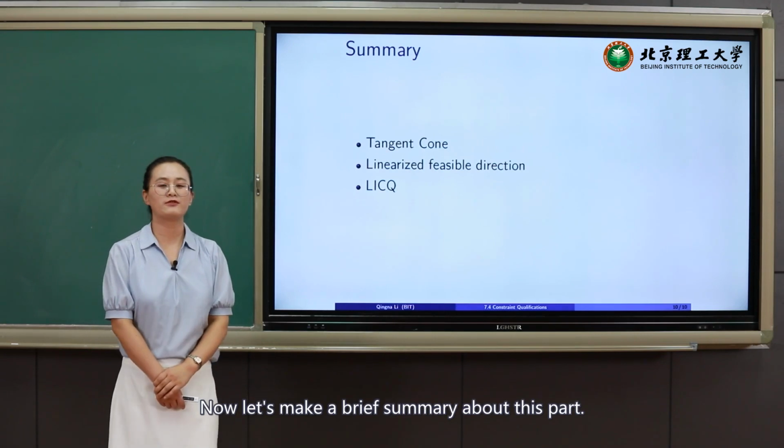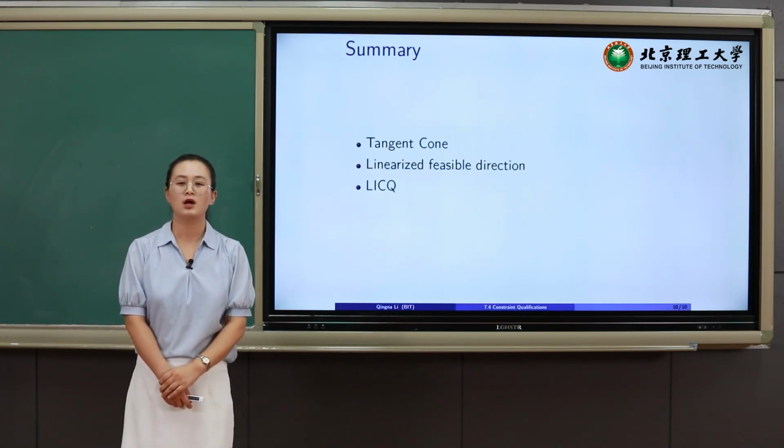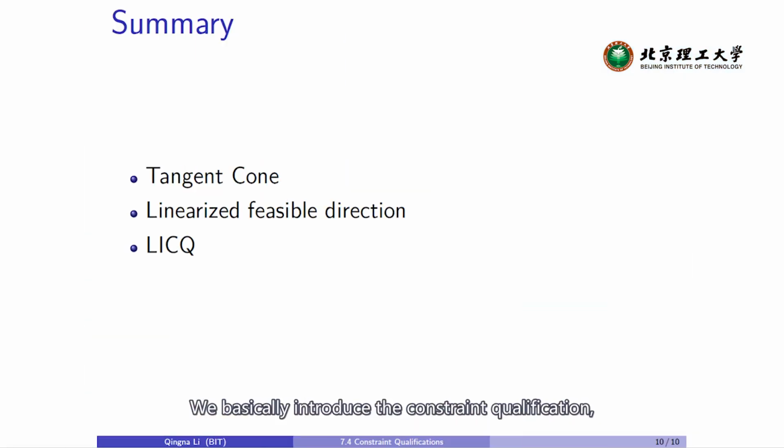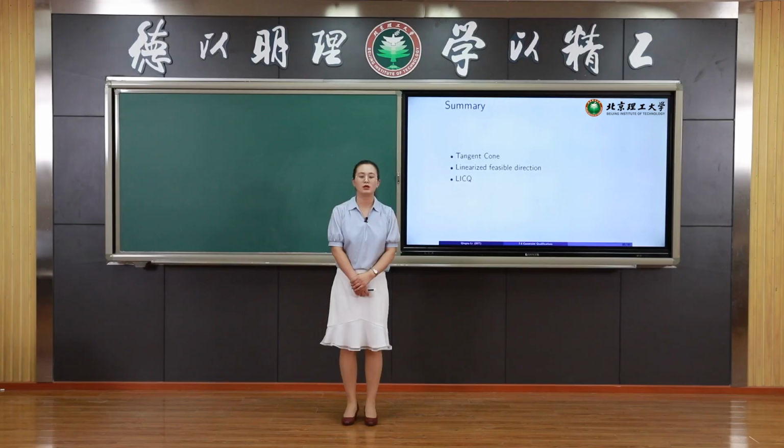Now let's make a brief summary of this part. We introduced the constraint qualification, which plays an important role in analyzing the relation between the linearized feasible direction and the tangent cone. Okay, we stop here and see you next time.